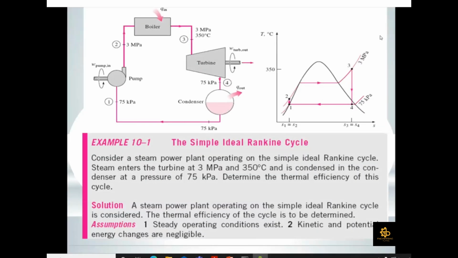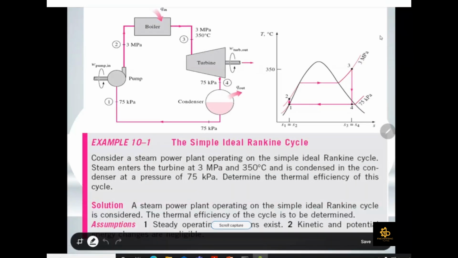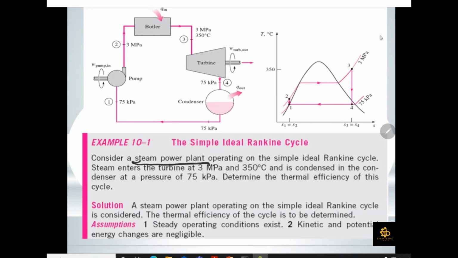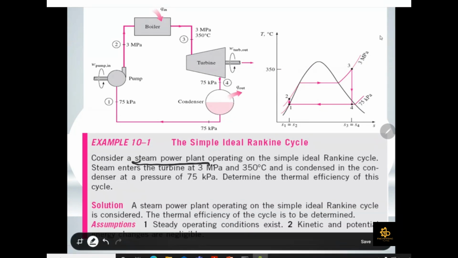Okay, what does this question say? Consider a steam power plant. The first thing is that a steam power plant means this is your vapor power cycle. Here one thing will be clear: it will be operated on the Rankine cycle. It is written over there, ideal Rankine cycle. It means that there will be isentropic compression and isentropic expansion processes involved in it.